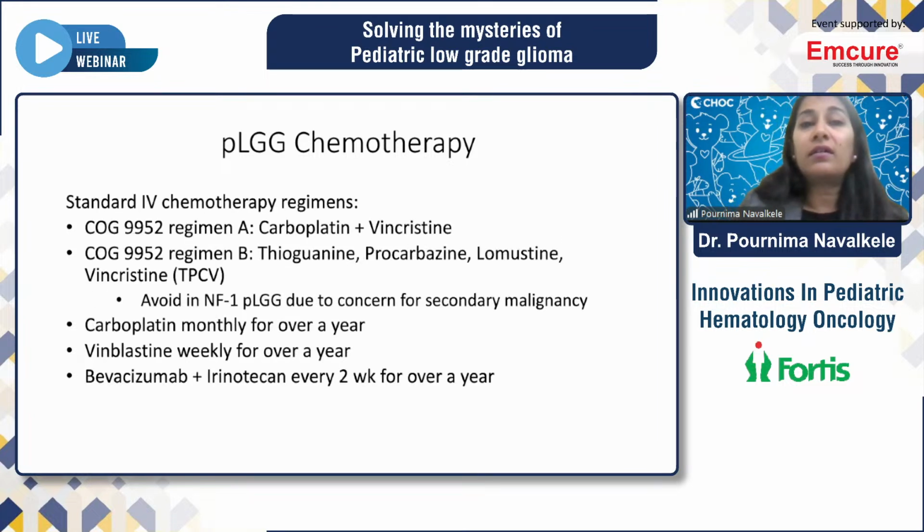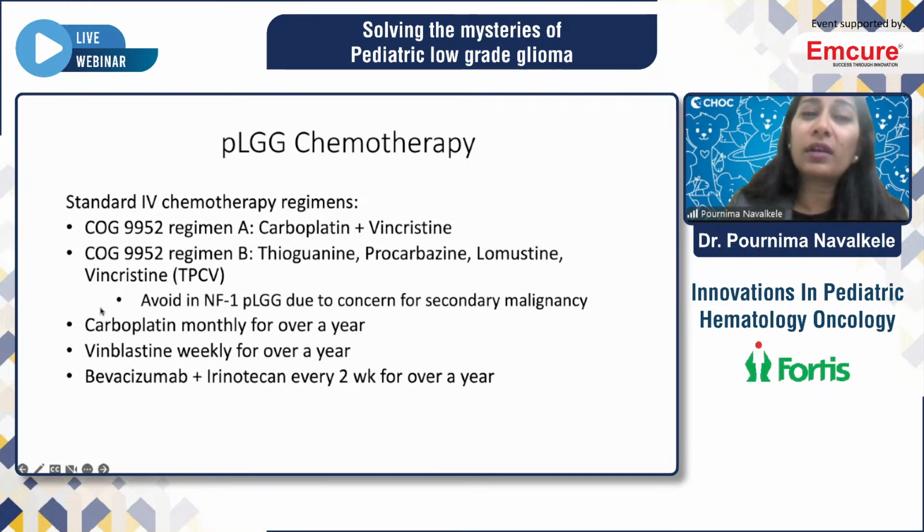The standard intravenous chemotherapy regimens are the COG 9952 regimen A, carboplatin and vincristine, followed by COG 9952 regimen B, the TPCV regimen involving thioguanine, procarbazine, lomustine, and vincristine. This particular regimen is typically avoided in NF1 patients because of the risk of secondary malignancy.